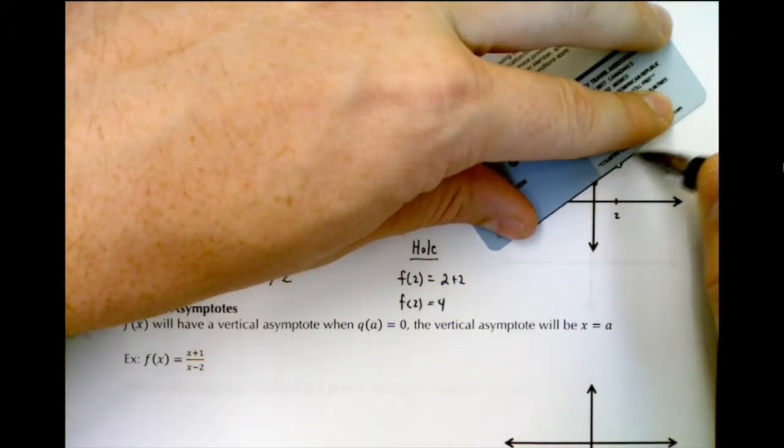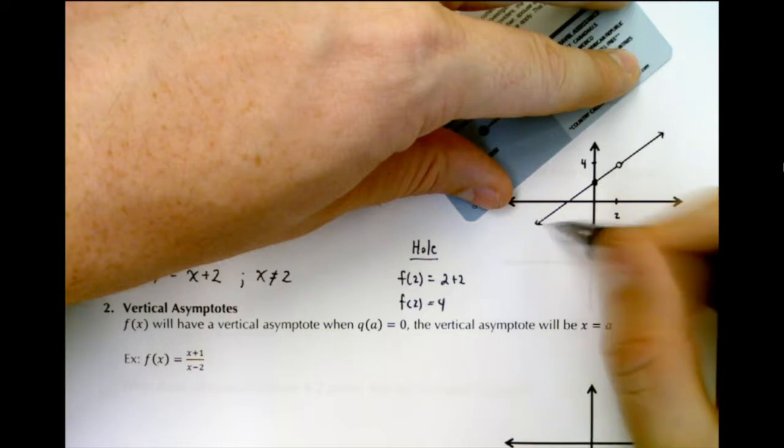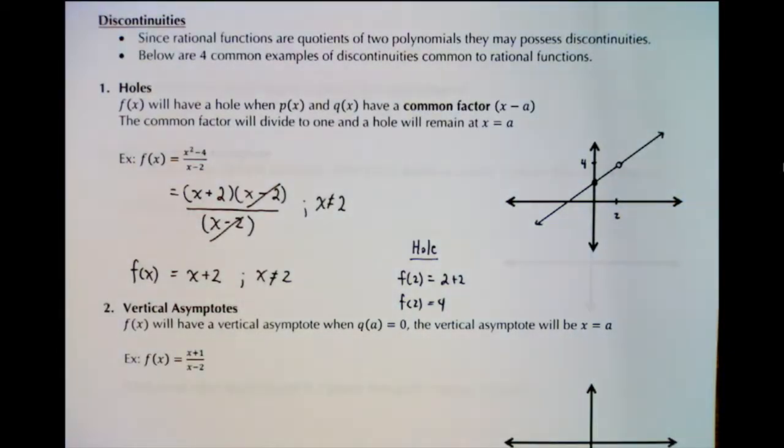Not through our hole, but passing by our hole. And that's our first type of discontinuity, which is a simple hole.